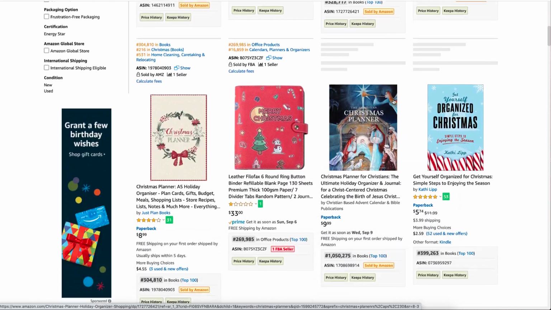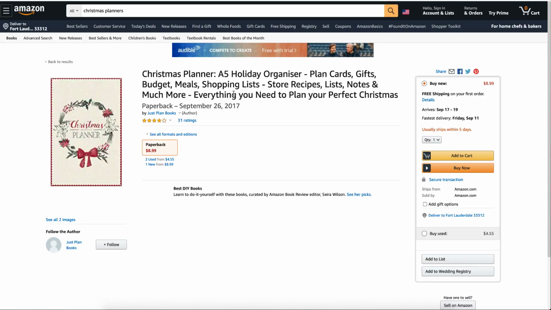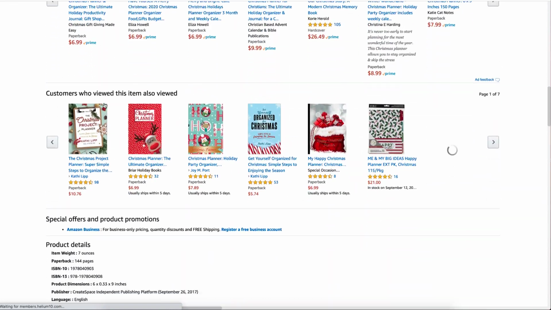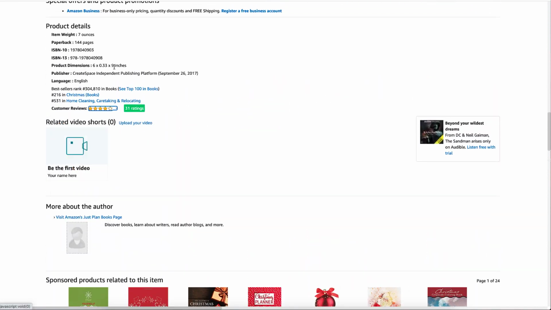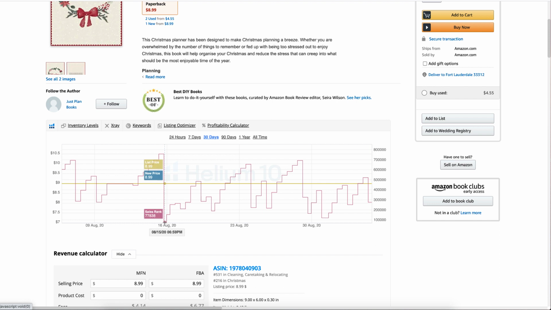Christmas project. Christmas planner there, Create Space. This is old, 2017. Let's have a look at this. $8.99. $304, but $216 in the Christmas books. And look at that. Even in August, look how it's gone down. It was below 77,000. So that is keep coming at the middle of August.